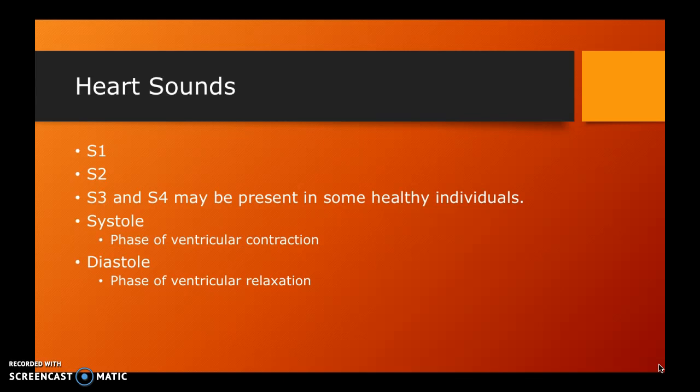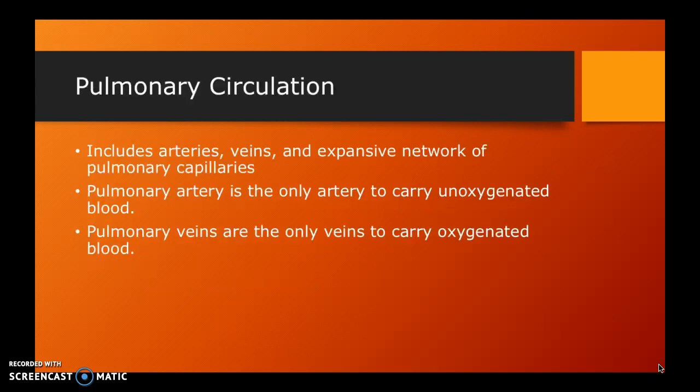Systole is the phase of ventricular contraction, and diastole is the phase of ventricular relaxation. Just some terminology that you should be familiar with. So pulmonary circulation includes your arteries, veins, and the pulmonary capillaries. Pulmonary artery is the only artery to carry unoxygenated blood, and the pulmonary veins are the only ones that carry the oxygenated blood.